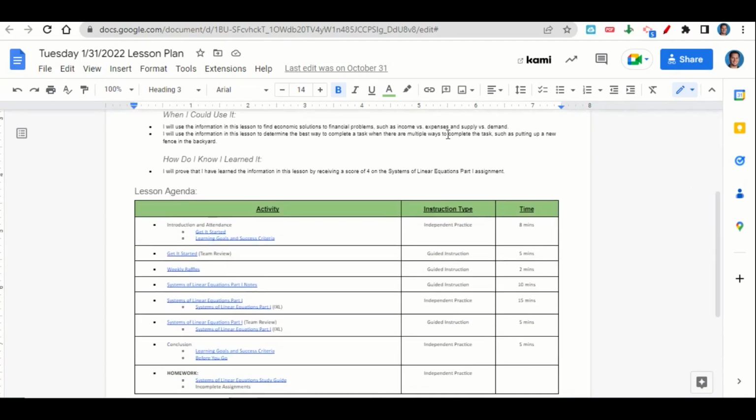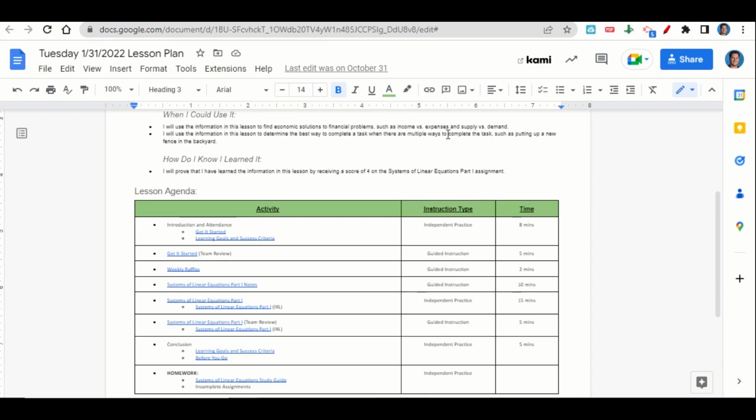Now let's take a look at our agenda for today. We will begin by going over the learning goals and success criteria. While we do that, you'll fill out your Get It Started. Once you've completed your Get It Started, we'll go over it together and answer any questions that you may have. Next, we'll do our weekly raffle. After that, we'll go over the Systems of Linear Equations Part 1 notes, and then I'll give you time to complete the Systems of Linear Equations Part 1 assignment on IXL. Once you've completed the assignment, we'll go over it together and answer any questions that you may have.